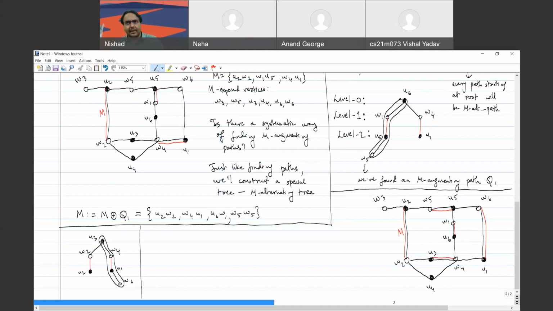Well, we are starting at black vertices. So for the sake of consistency, let's start at U4. We might end at W3. So let's start at U4. Okay, and let's look at all the neighbors. Well, they are W2 and W4.